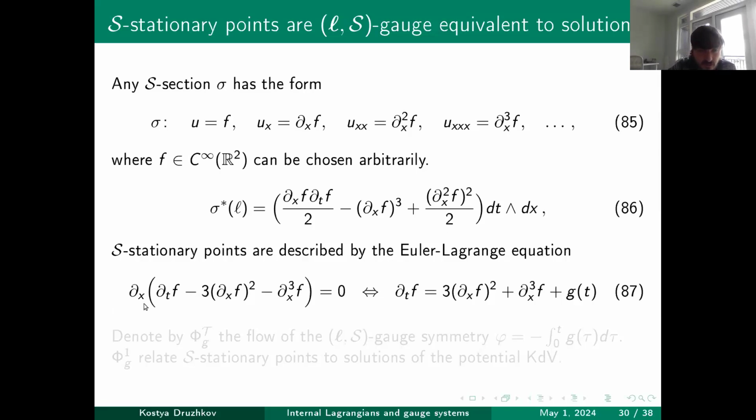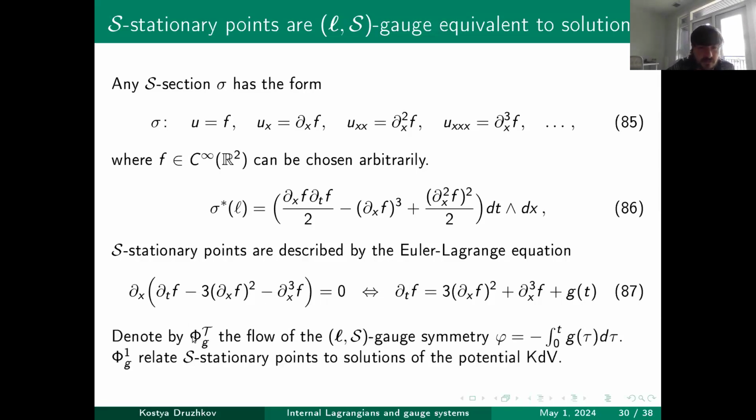And the corresponding Lagrange equation has this form because it's just a single equation. And this equation is nothing but the requirement that there is some function of time such that this equation holds. If we denote by phi tau g the flow of such an LS gauge symmetry, then the transformation phi 1g relates the S stationary points that correspond to this function g to solutions of the potential KdV.